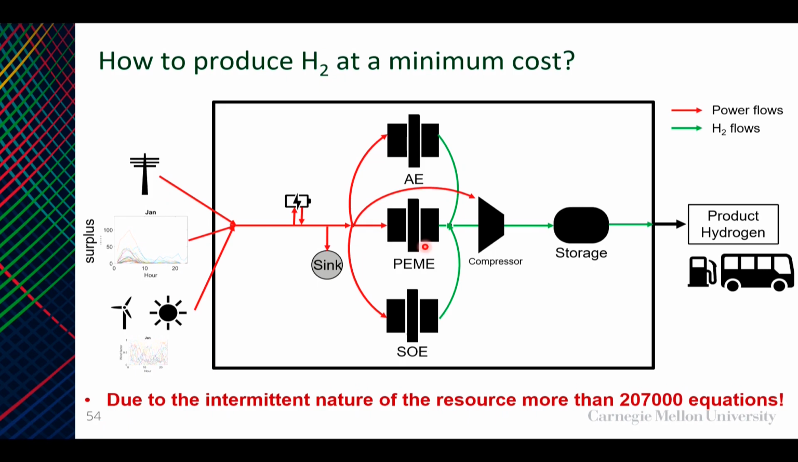So this problem that seems to be very innocent because it doesn't have many options, actually, due to the intermittent nature of the resource, is a system of equations that has more than 200,000 equations that need to be solved simultaneously, all at the same time. So it is a very large and very difficult problem to solve. Evidently, you are not going to solve this by hand. We use computers, and that is what my group does.